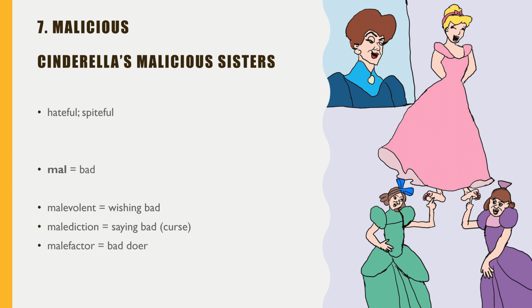If you are malevolent, you are wishing bad on other people. That's the opposite of benevolent. Benevolent is like the magnanimous priest we saw earlier. Benevolent means wishing good on people. Malevolent, wishing bad. Malediction is saying bad in the sense that you're saying a curse to them. Like go to hell is a curse in the sense you're cursing them or giving a spell of curse to them, and that's a malediction.